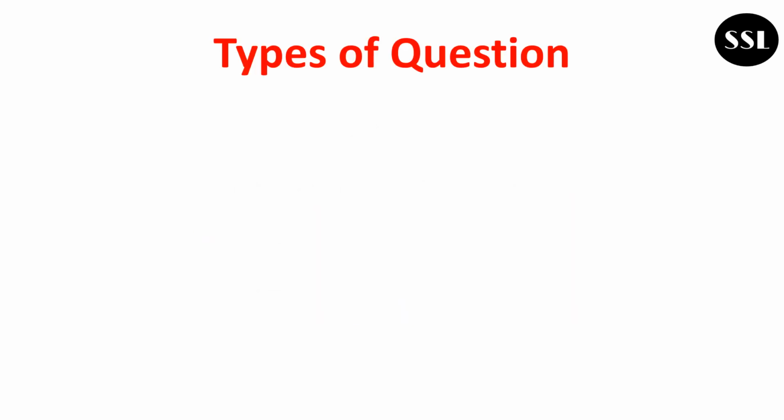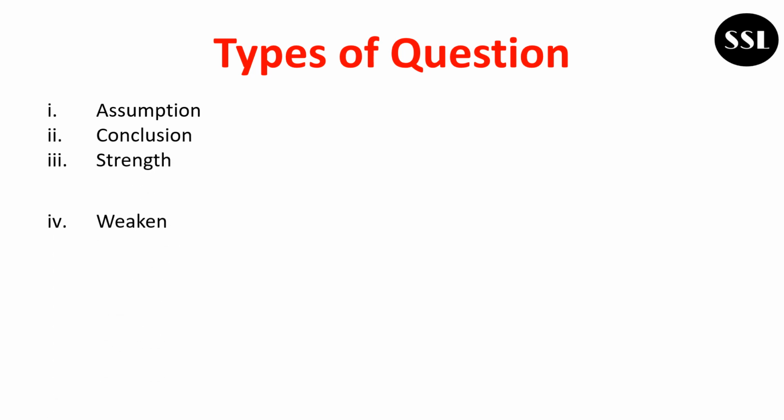Now, types of critical reasoning questions. Basically, assumption, conclusion, strengthen, weaken and inference. These 5 are the basic building blocks for our critical reasoning session. They make up 70 to 80% of our critical reasoning section. If anybody wants to score high marks in the critical reasoning paper, just work out these 5 topics very clearly.